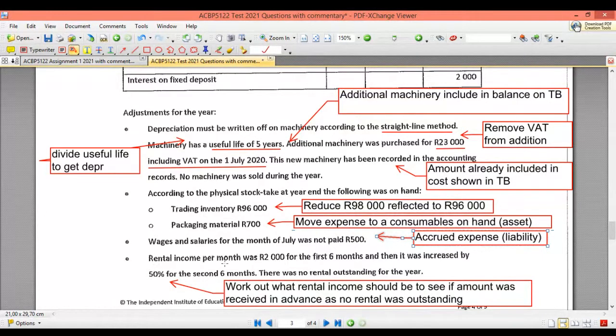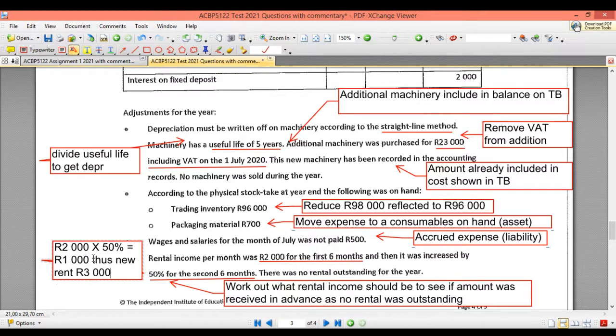Then the next point was rental income was 2,000 for the first 6 months. Okay. So that means for the first 6 months we paid 2,000 Rand, and then it was increased with 50%. Now, if we increased it with 50%, that means we've increased it with 1,000 Rand. So it is 2,000 Rand times 50% is 1,000 Rand. So that means our new rent is 3,000 Rand for the next 6 months.